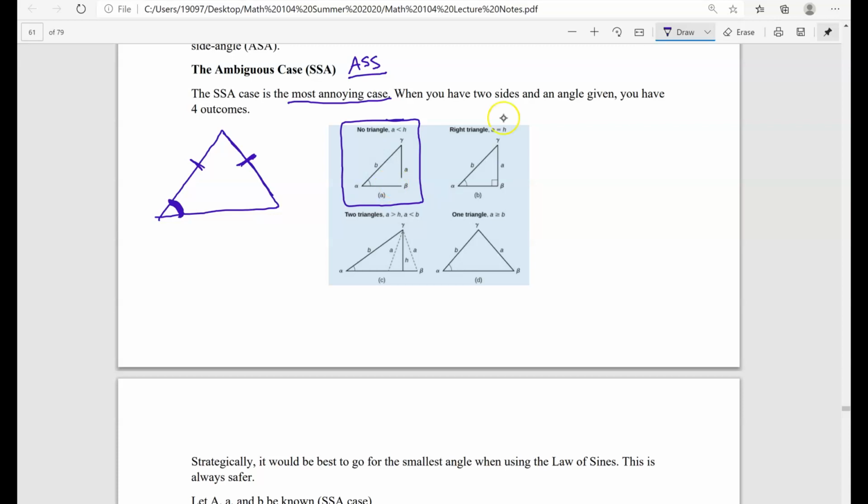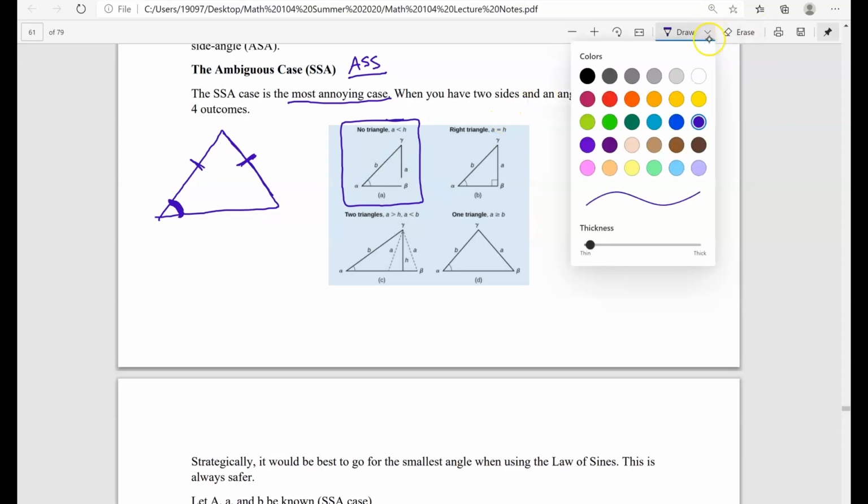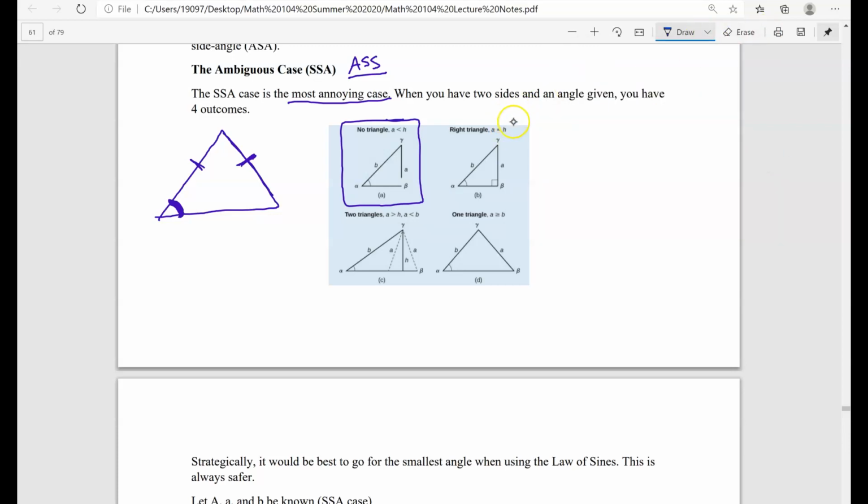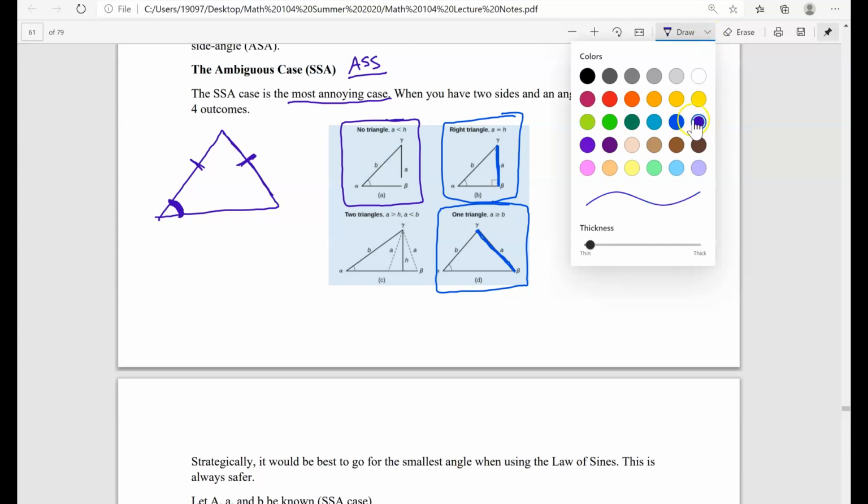Another case, and I like to loop these two together. I don't like to think about them as two separate cases, but this case and this case are basically the same, and that's when only one triangle exists. Basically, the side length A is just right. They don't necessarily have to be a right triangle. You can have one that's a right triangle, or one that isn't, but there's only one triangle that exists. The other one is when two triangles can occur.